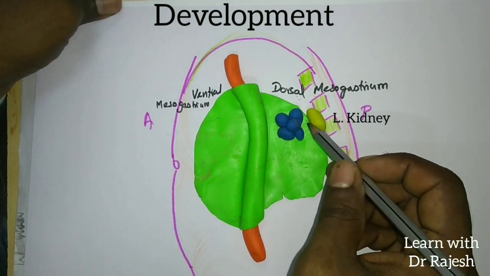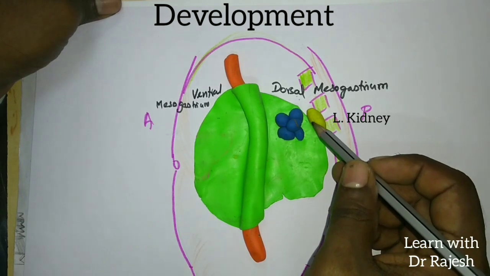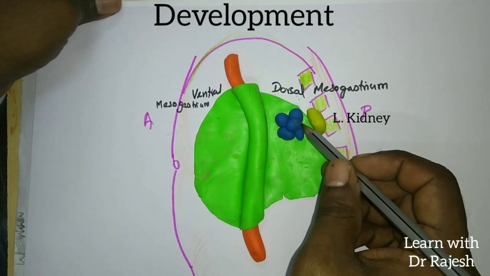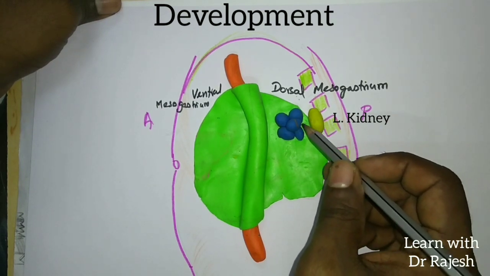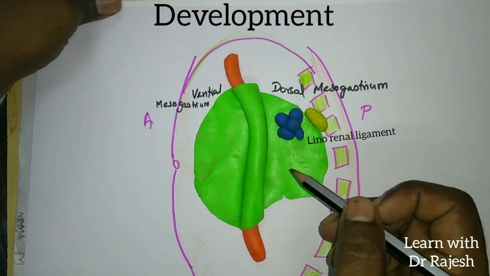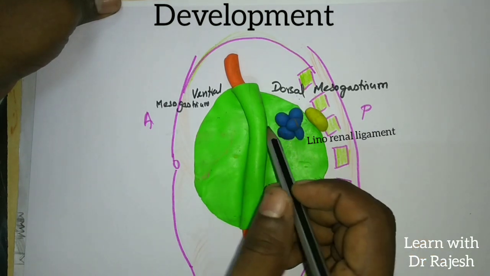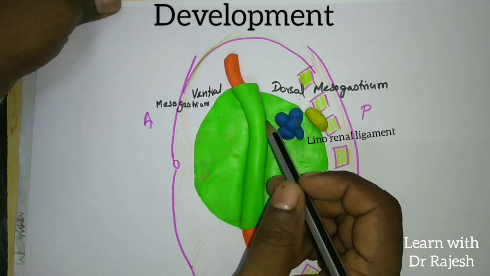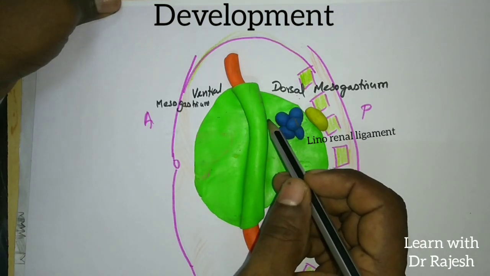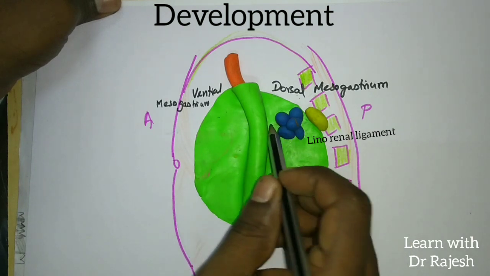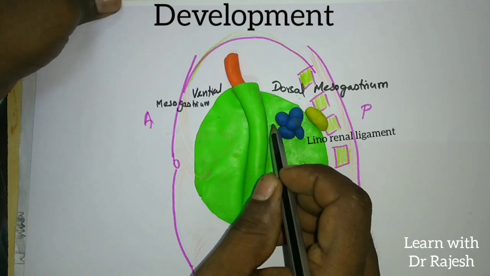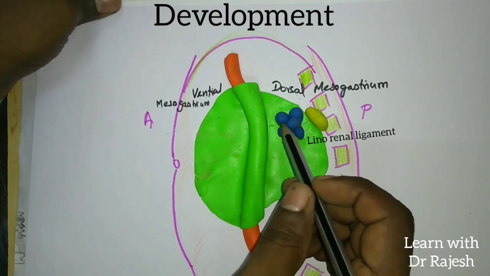between the hilum of the spleen and the anterior border of the left kidney, this part of the mesentery is called the lieno-renal ligament. This part of the mesogastrium will become the lieno-renal ligament. And the part of the mesentery attached between the developing greater curvature of the stomach and the hilum of the spleen, this part of the mesogastrium will form the gastrosplenic ligament.